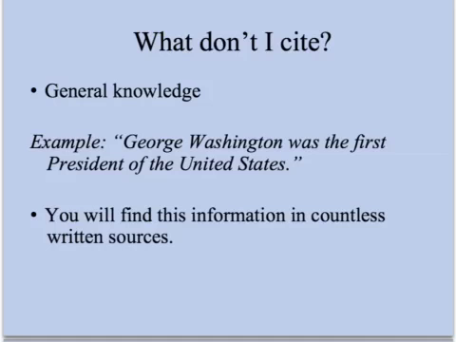It's also important to think about what you don't cite in a research paper. A research paper should never be simply a string of cited sentences or paraphrases or summaries. That's really not a research paper. That's just an accumulation of other people's ideas. So there are really two things that you don't need to cite in your own research paper. The first is general knowledge.